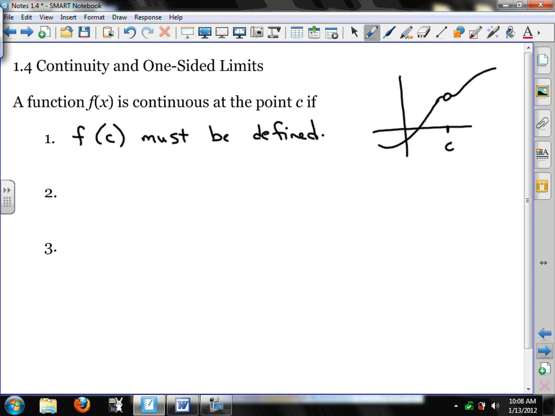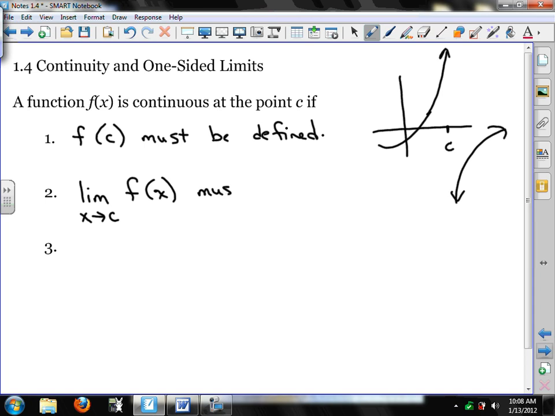Notice the graph I have over there right now, f of c is not defined. Also, if I have a vertical asymptote at x equals c, f of c is not defined. So again, that would not be a continuous function. The second thing that needs to happen is the limit as x approaches c of f of x must exist.